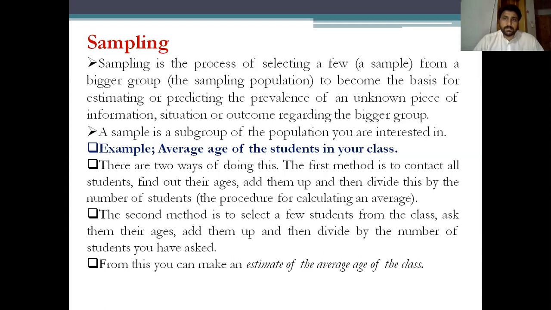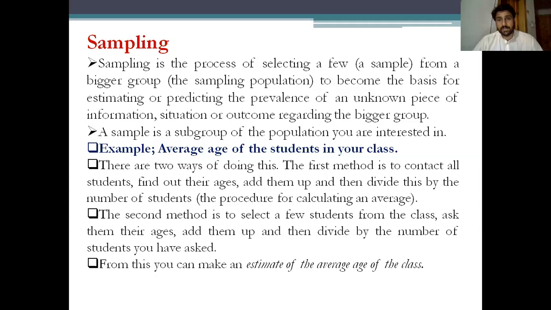The first method, which is very authentic, recommended, and feasible at this time, is to contact all the students, find their ages, add them up, and divide by the number of students. That is the normal procedure for calculating an average, a standard way. It's a comparatively small population, a class, therefore it is manageable to collect their ages.